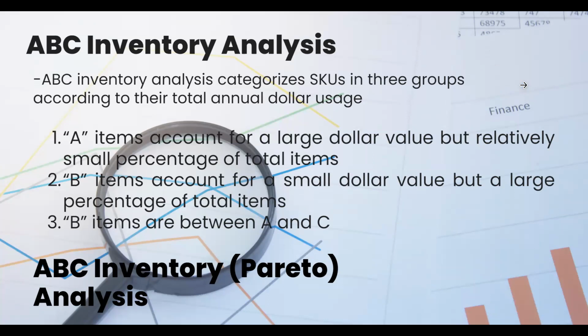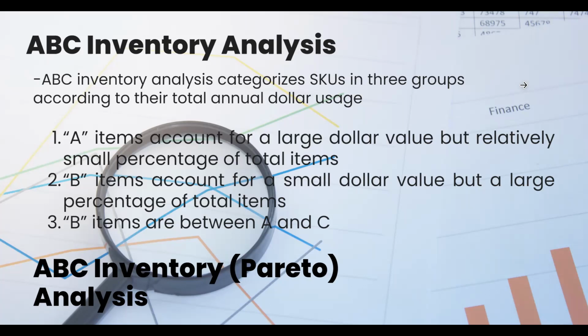For ABC inventory analysis, ABC inventory analysis categorizes SKUs in three groups according to their total annual dollar usage. Number one is letter A. Items account for a large value but relatively a small percentage of total items. Meaning ito yung mga high value items, mahal na product, for example, iPhone.